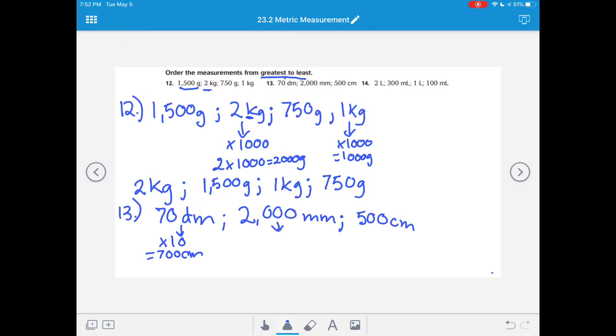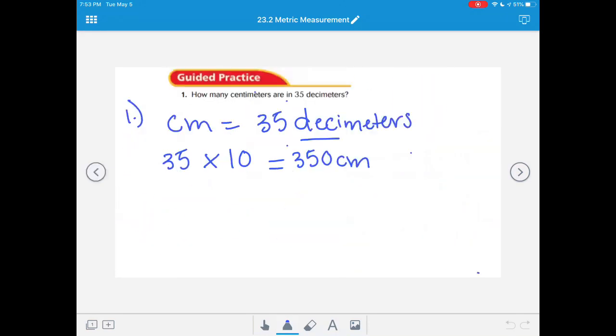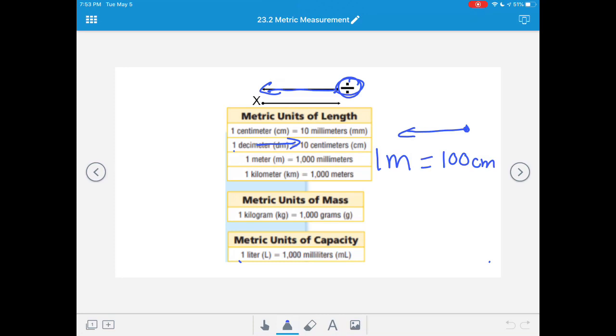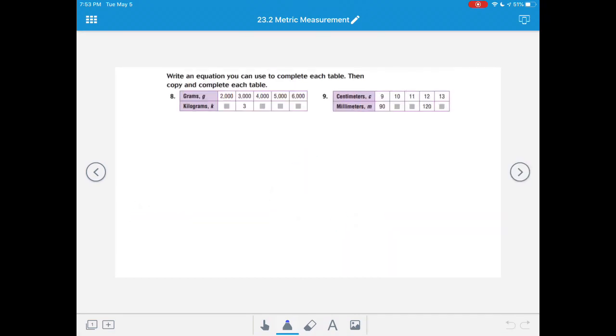Now millimeters, I know the root milli means 1,000. But I'm going from 2,000 millimeters to centimeters. Let's take a look here and see if I have that conversion readily available. I see, yes, I do see centimeters to millimeters. So 1 centimeter is 10 millimeters, but we're trying to convert from millimeters to centimeters. So I'm going to actually move this way from millimeters to centimeters. And I see that's division again. I'm going to divide by 10.